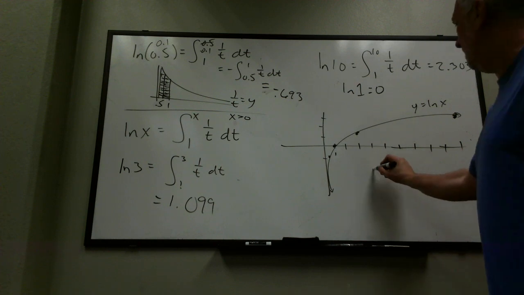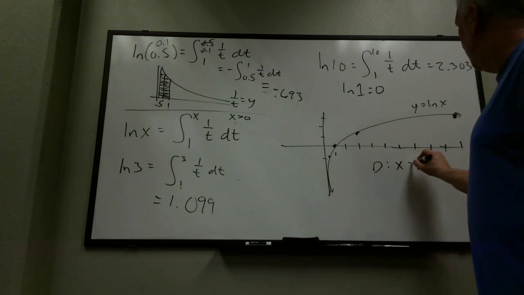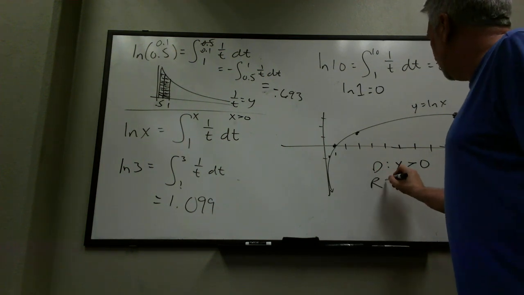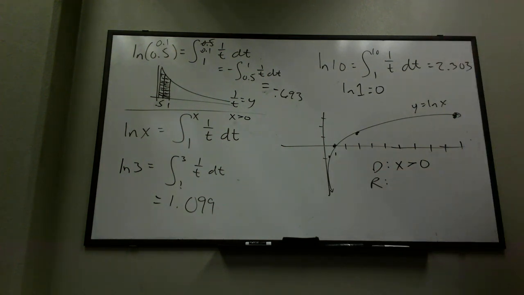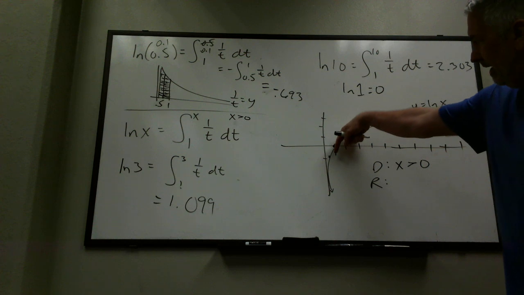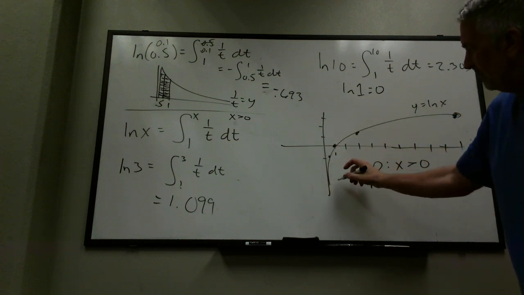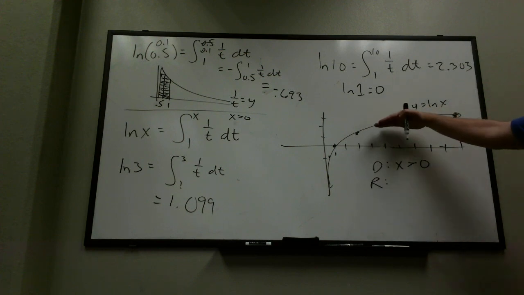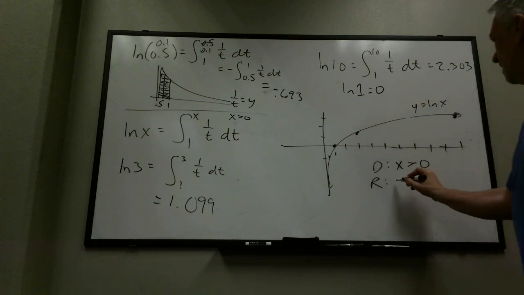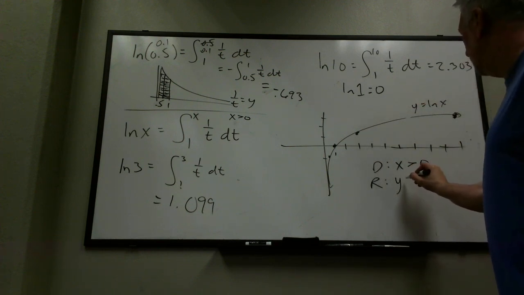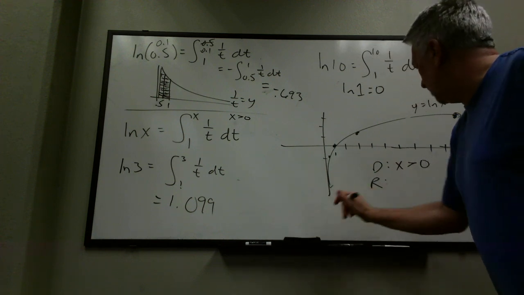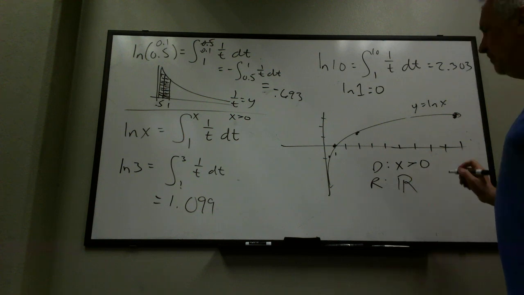Now what's the domain? The domain is positive x's. We assume that here. What's the range of this function? What are all the y values we hit? Well, you hit every y value going down to minus infinity, and you do hit every y value going up. It increases very, very slowly, but you do get every y value. It's all real numbers, yeah. So the range is all real numbers, or minus infinity to infinity.